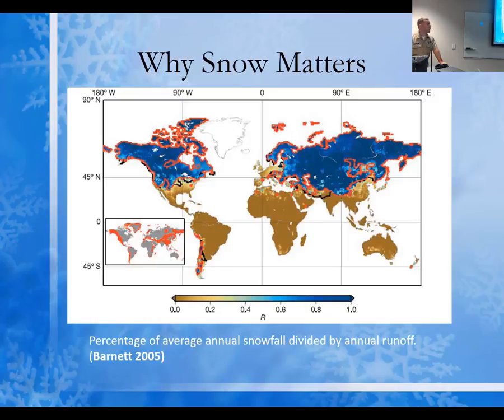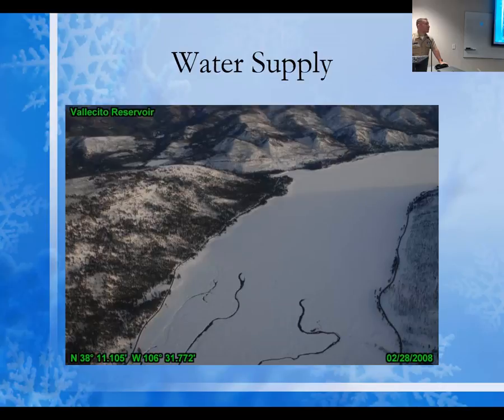All right, so first of all, if you guys work in water resources, you've probably seen this graphic before. It's from 2005. It shows why snow matters. As you can see, in northern North America and northern Eurasia, snowfall accounts for over 50% of annual freshwater runoff, in some places nearly 100%. So it's very important to know how much water is in the snowpack. It affects our water supply.